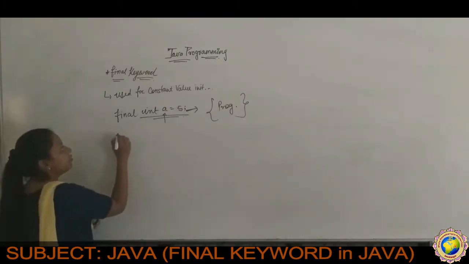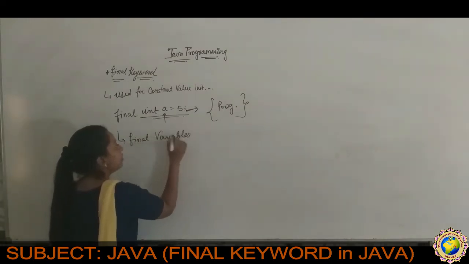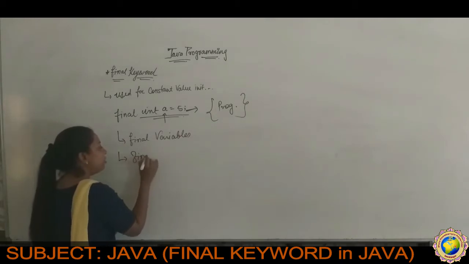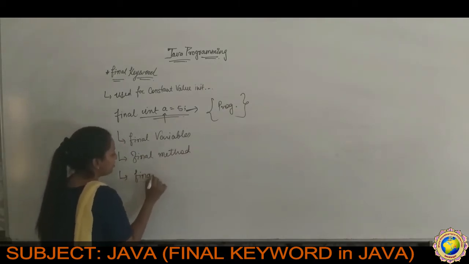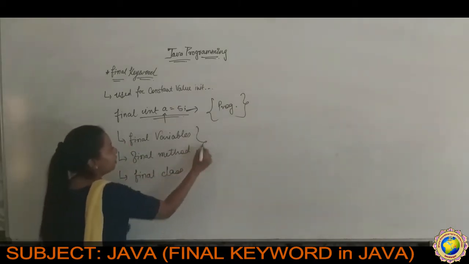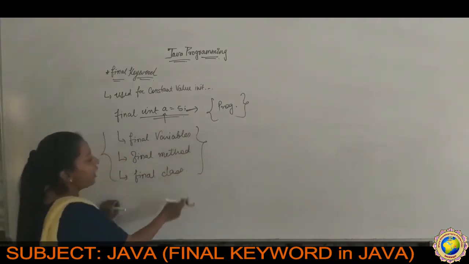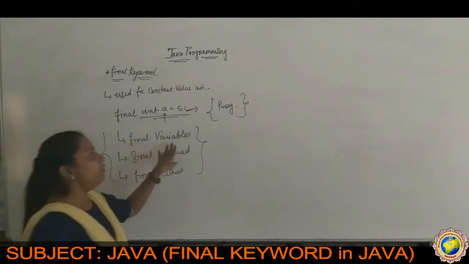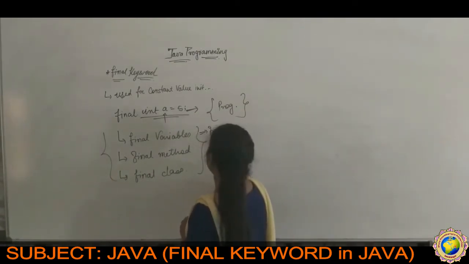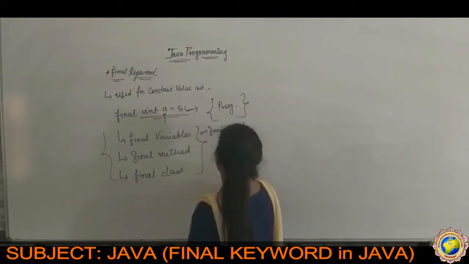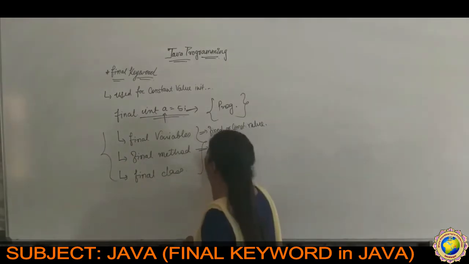We can use the final keyword with final variables, then final methods, and final classes. So the final keyword is used with a variable, method and class. Then, final variable means what? That means a fixed or constant value, right?